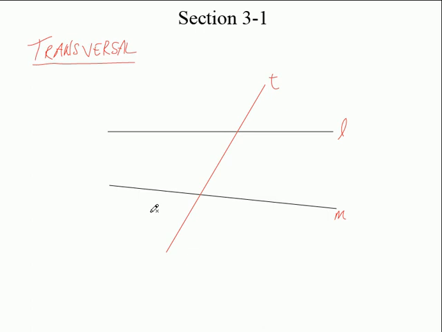Now, do they have an official definition? I don't even have the book open in front of me. Do they have an official definition for transversal? A line that intersects two or more coplanar lines. There you go. A line that intersects at two different points.